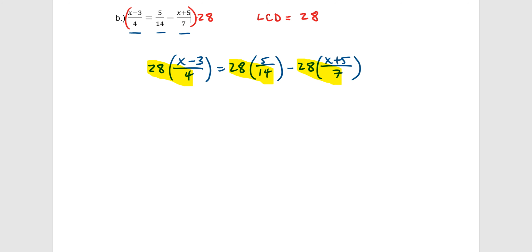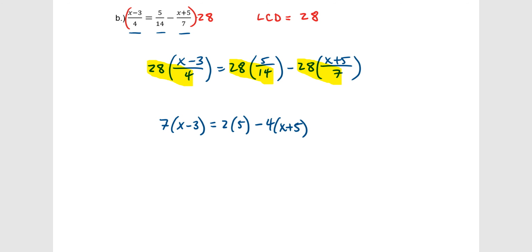So starting with the first one, 28 divided by 4 is 7. So this is 7 times (x minus 3). 28 divided by 14 is 2, so this is going to be 2 times 5. 28 divided by 7 is 4, so minus 4 times (x plus 5). So always do it that way when you're doing these types of problems. The number out front will simplify with that denominator, and then we won't have any more fractions.